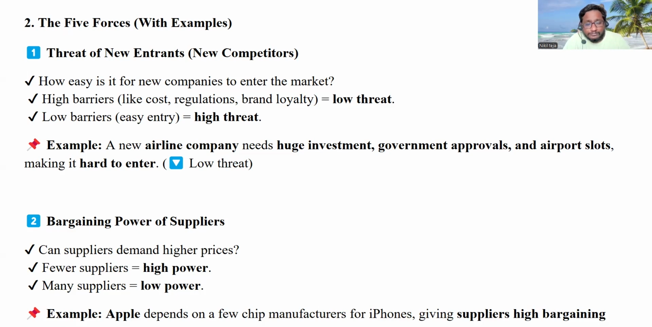Let's see an example. Apple depends on few chip manufacturers. So chip manufacturers are low. Only a few suppliers are there. Few chip manufacturers are there for the Apple iPhone, giving suppliers a high bargaining power. Why? Because there are only a few suppliers, right?